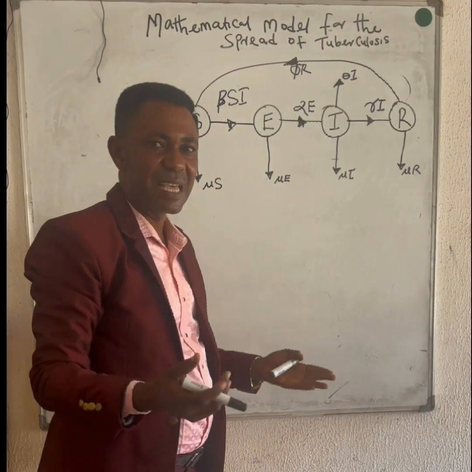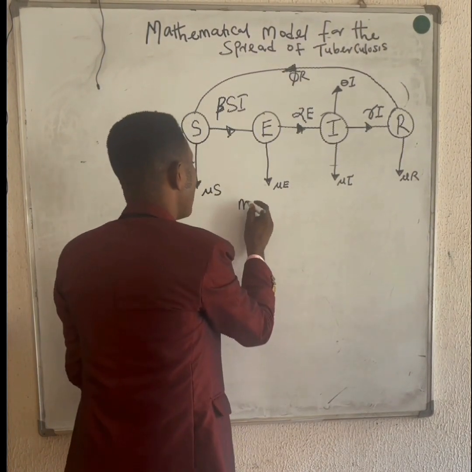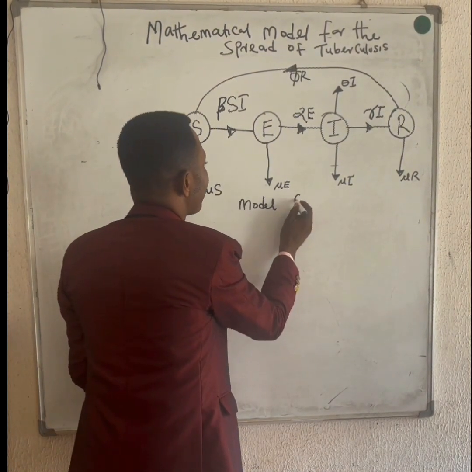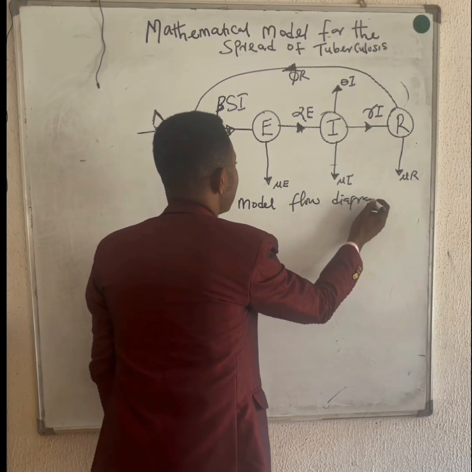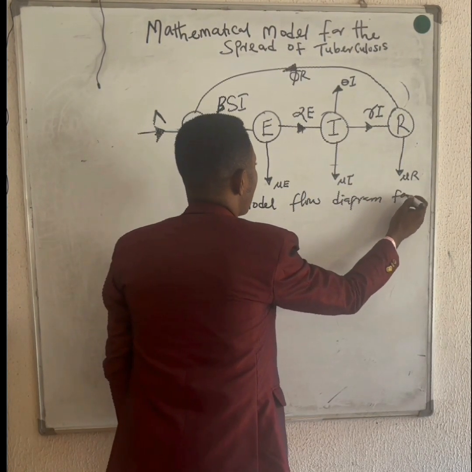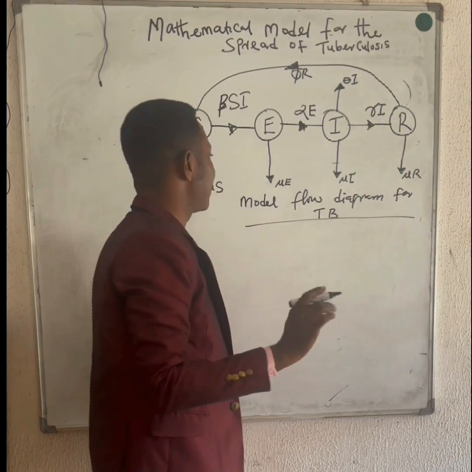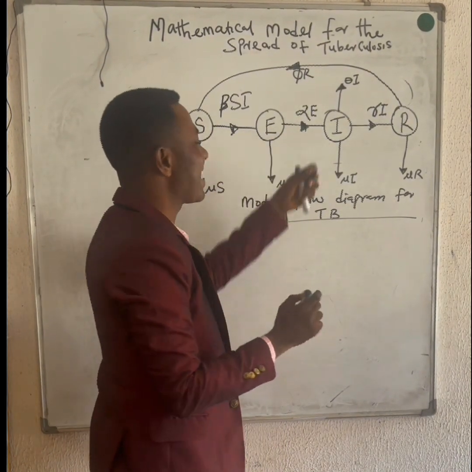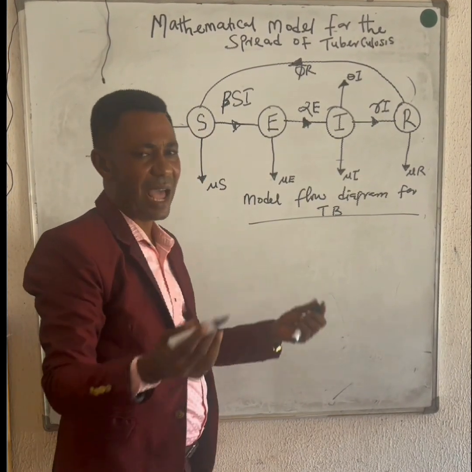Now, let's formulate the model. We formulate the model. This is what we call the model flow diagram for tuberculosis. But this is a simple model. We call it the SEIR simple model for tuberculosis. So now we write the equation.